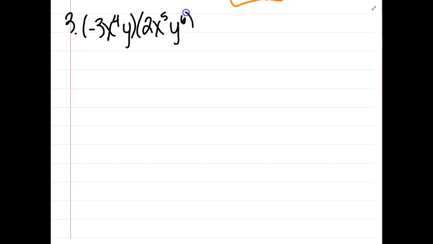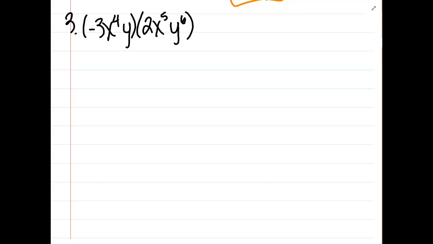Okay, number 3. In parentheses, negative 3x to the 4th y times, second set of parentheses, 2x to the 5th y to the 6th. Now once again, I think a lot of these problems look more complicated than they are, but I'm multiplying two things together. Negative 3x to the 4th y times 2x to the 5th y to the 6th. Multiplying these two things together.